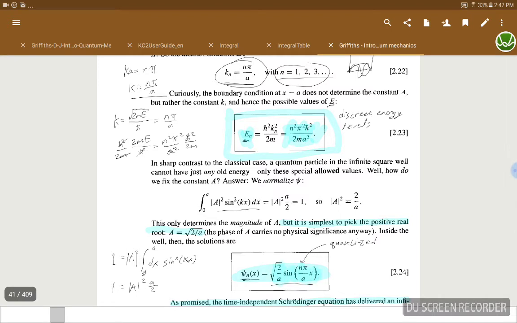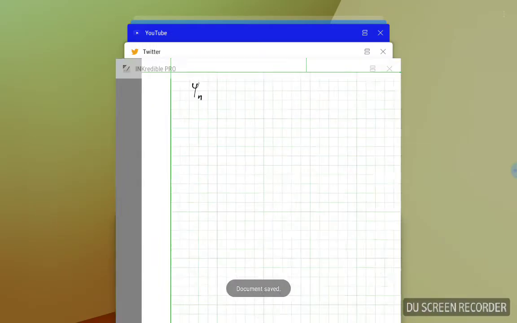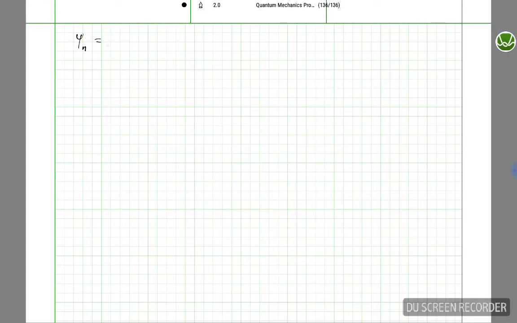And we can go ahead and just keep that normalization that he has. So that's sine n pi over a x, whereas we had something very similar. I'm just using L. Our normalization would come out exactly the same. At any rate, that's not what the problem is asking.